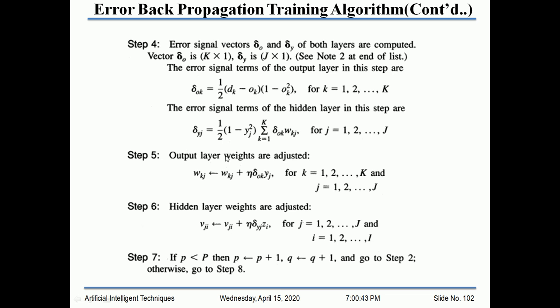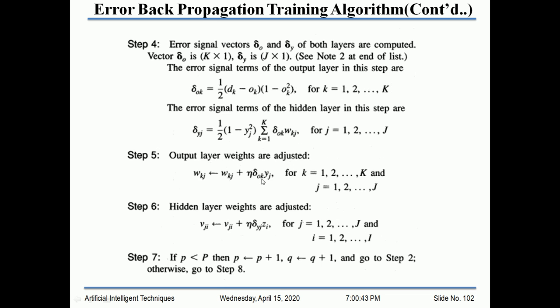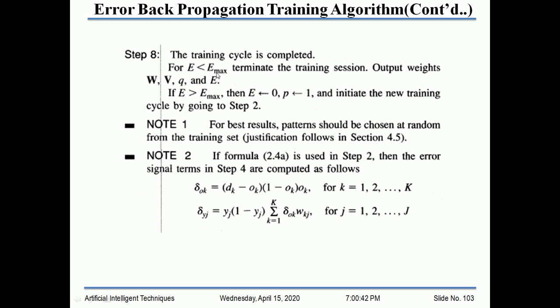As we have done it here, E is compared with E maximum. If E is less than E maximum, that is, the obtained error is less than the maximum value which is defined by you, then you can terminate the training and output the weights W, V as well as Q and E.